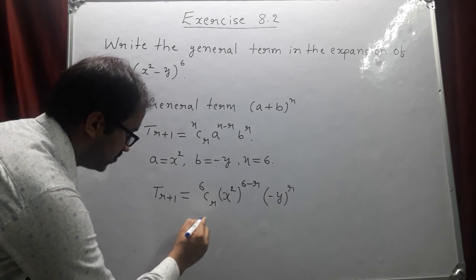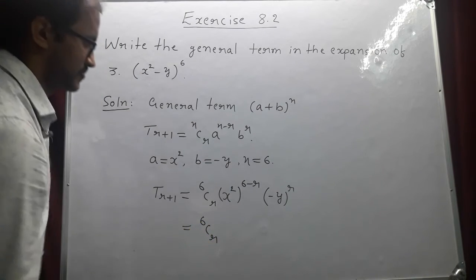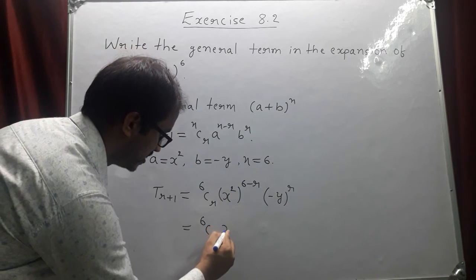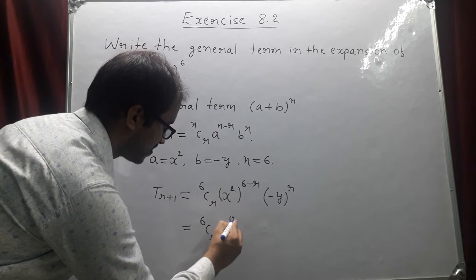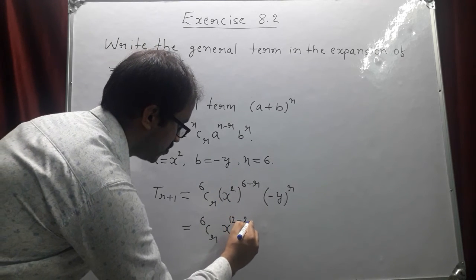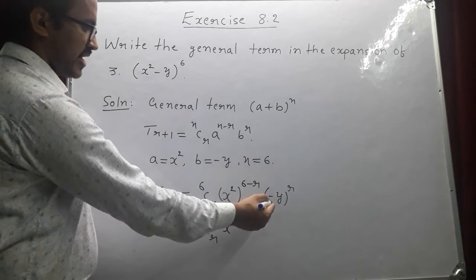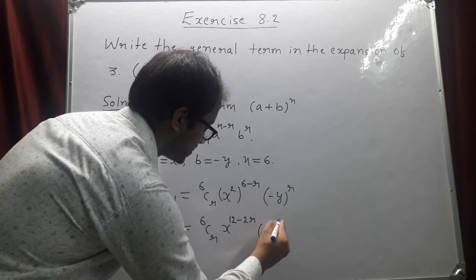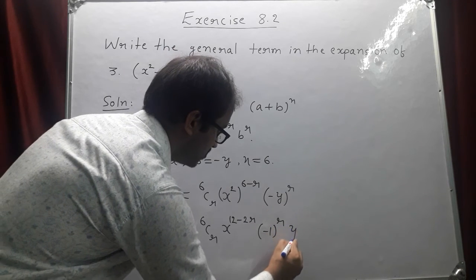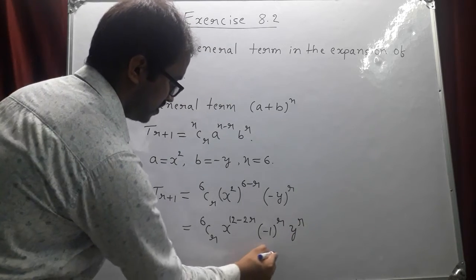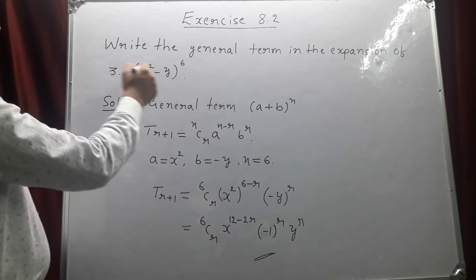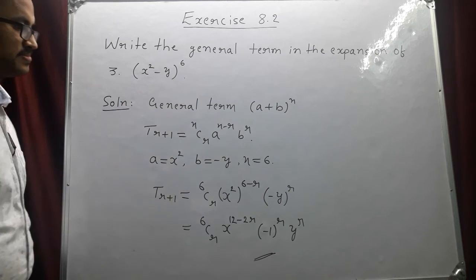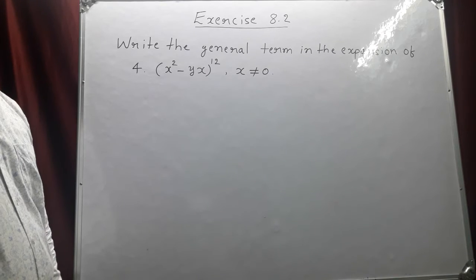So that is equal to 6Cr (x²)⁶⁻ʳ. What we can write is x^(12 − 2r) into (−y)ʳ. This can be written as (−1)ʳ into yʳ. So this is the general term in the expansion of (x² − y)⁶.